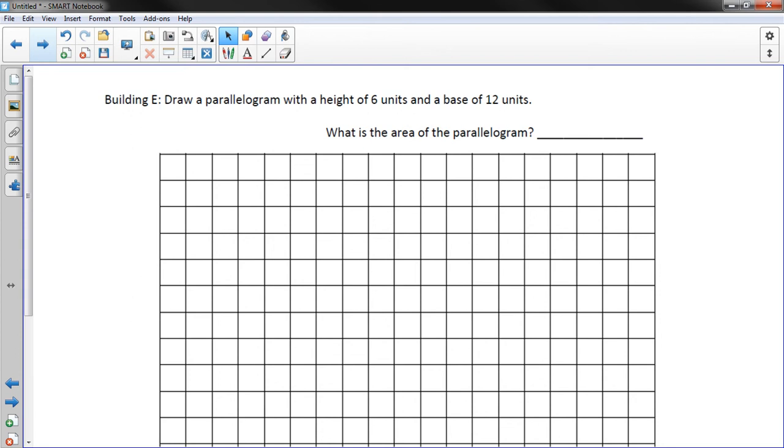Building E. Draw a parallelogram with a height of 6 units and a base of 12 units. Okay. I'm going to do 12 first. 1, 2, 3, 4, 5, 6, 7, 8, 9, 10, 11, 12. That's 12. Height of 6. 1, 2, 3, 4, 5, 6.